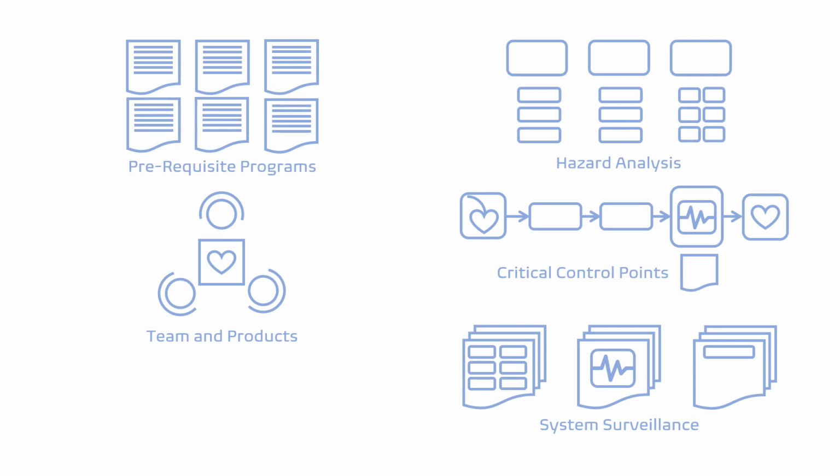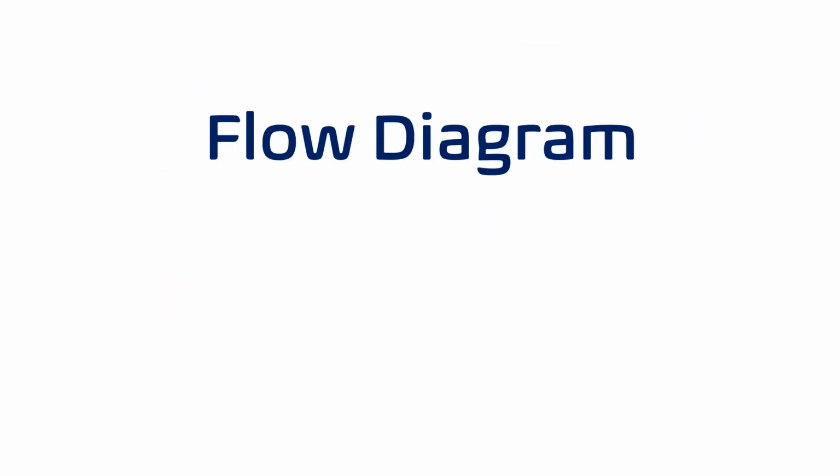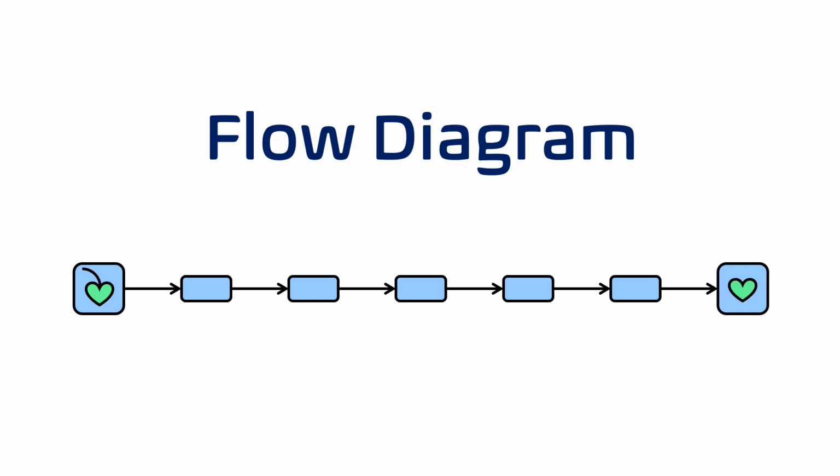The hazard analysis and critical control point system has been designed to be implemented in a little more than 12 steps. This video is the third of a series that simplifies them into 6 parts. The focus here is on creating a flow diagram that can be useful for HACCP.